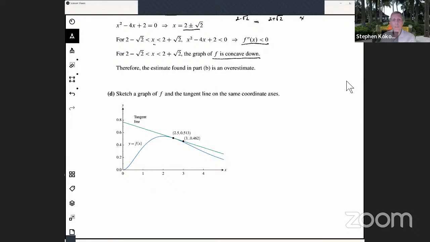With this graph at the bottom, I've actually graphed y equals f of x. I've got a point on there, 2.5, 0.513. Remember, that was the point at which I wanted the tangent line. The graph of f is in blue, and the graph of the tangent line is in green. There's the point on the tangent line that was my estimate for f, 0.462. You can just about see the concavity in there, and you can see that that estimate is indeed an overestimate of the actual value of f.